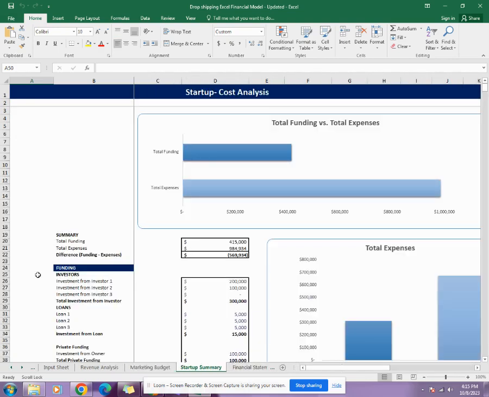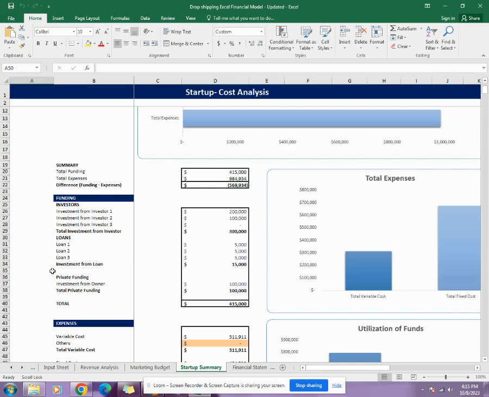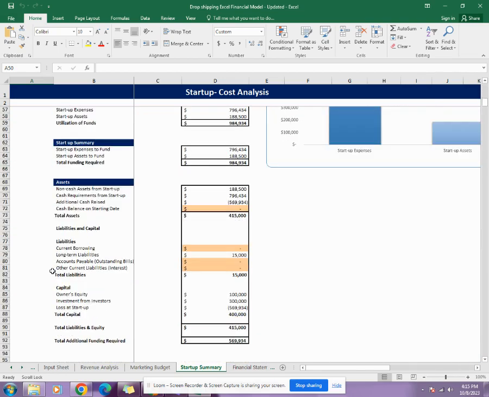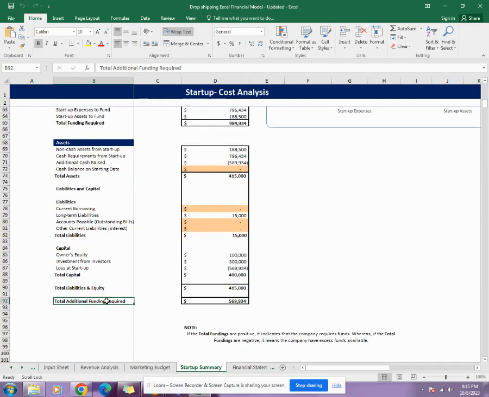The startup summary over here, as you can see, includes the summary about the first year of the business. It gives you the total fundings and total expenses of the business in the first year. It also gives you the total assets, total liabilities, and total capital of the business in the first year. It also tells you about the additional funding that would be required by the business in its first year.